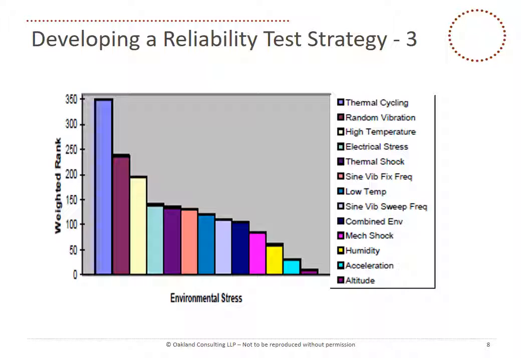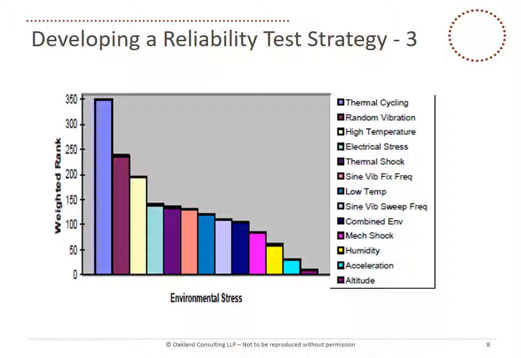Now, when we're developing the reliability test strategy, a number of different studies have been done by many organisations. This one basically shows a weighted rank on the Y scale against the type of environmental stress, essentially stating which are the most effective stress types in finding early life defects. Here we show thermal cycling as top, random vibration, high temperature, electrical stress, thermal shock, etc.